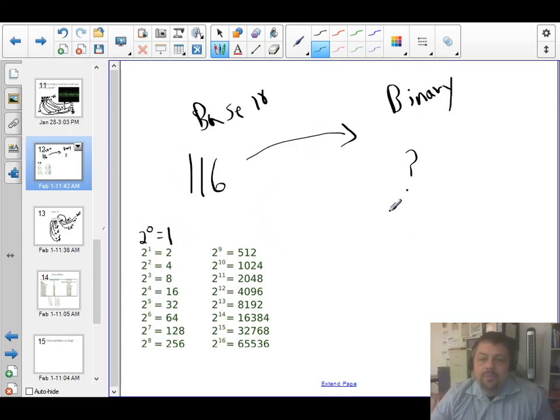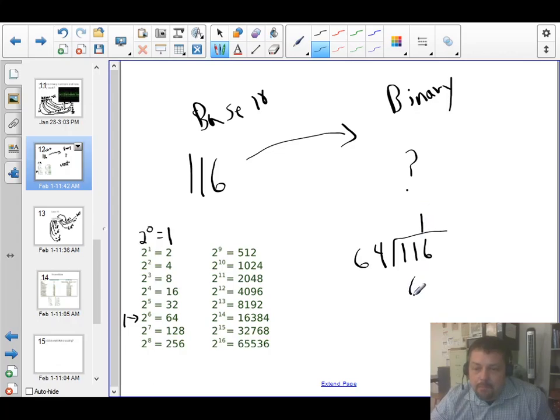So we want to know what's the biggest number here that will divide into this? 64. So I'm going to take 64 and divide it into 116. So that's going to give us 1 here at 2 to the 6th. So 64 goes into 116 one time. And then if we subtract this away, we get 52. So this is going to be 1 unit in the 64 column.